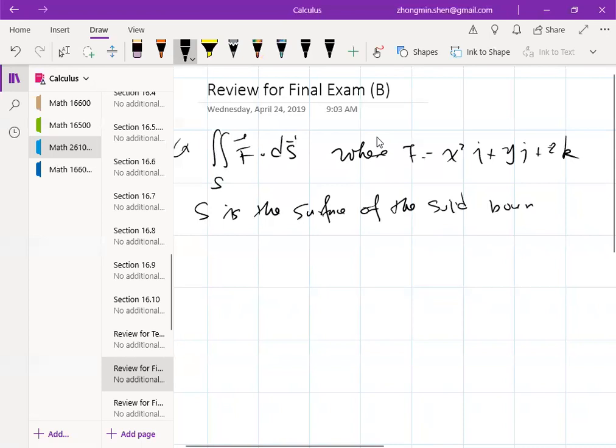Okay, and here let's see, this is a solid bounded by the cylinder. Now this cylinder is a surface, so it's not closed by itself.